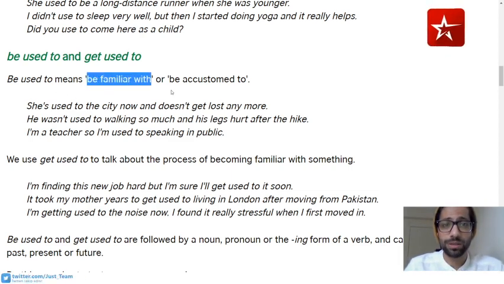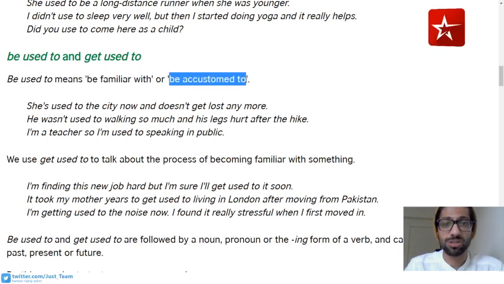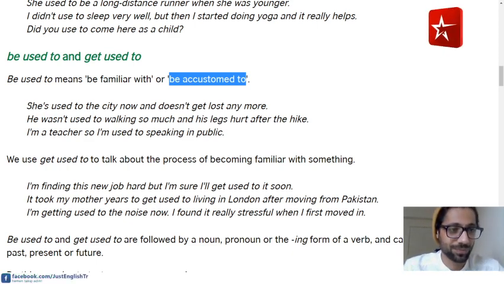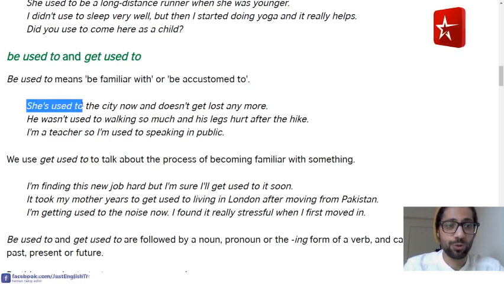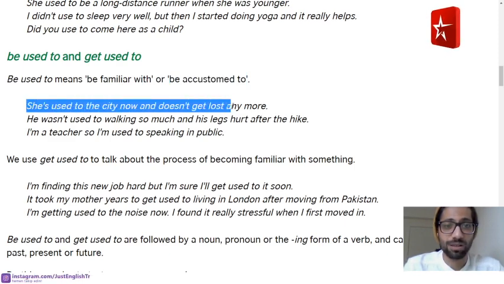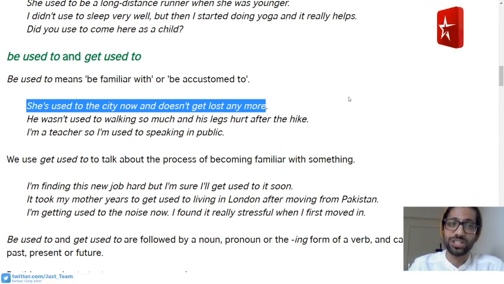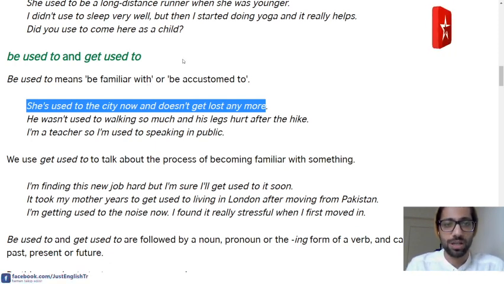Be familiar with or be accustomed to. Be accustomed to, which means we will check examples. I guess you will get it. So, she's used to the city now and doesn't get lost anymore. Here, it's be plus used to. She is used to the city now and doesn't get lost anymore. So this means she's familiar with the city. She knows the city. She will not be lost anymore.